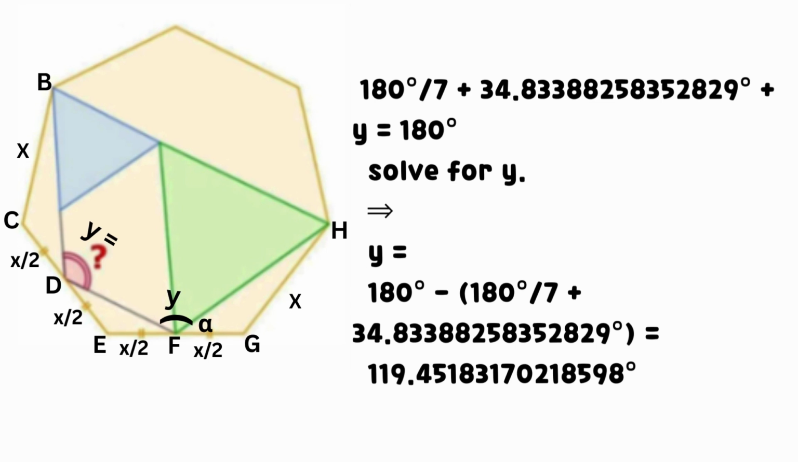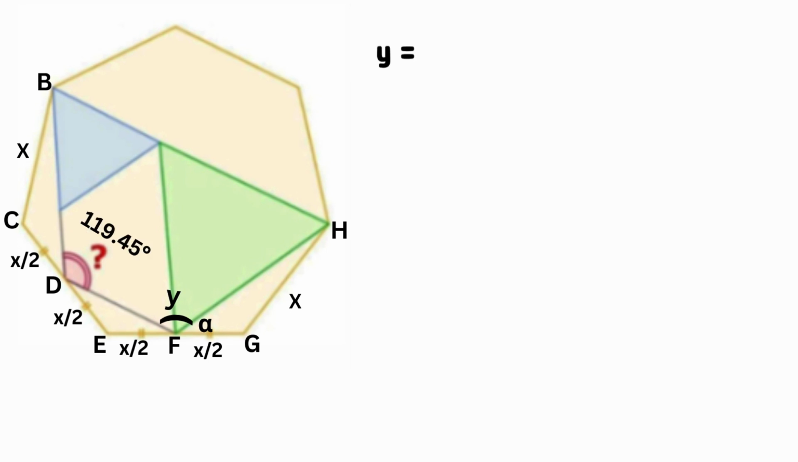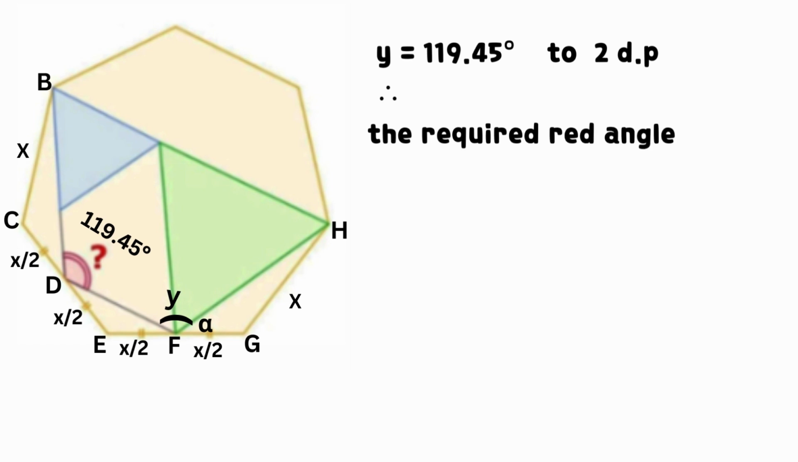Hence, the value of Y equals 119.45183170218598 degrees. Y equals 119.45 degrees to 2 decimal places. Therefore, the required red angle is 119.45 degrees to 2 decimal places.